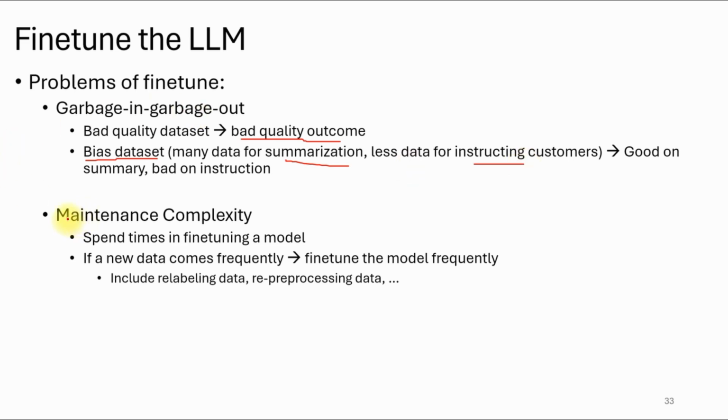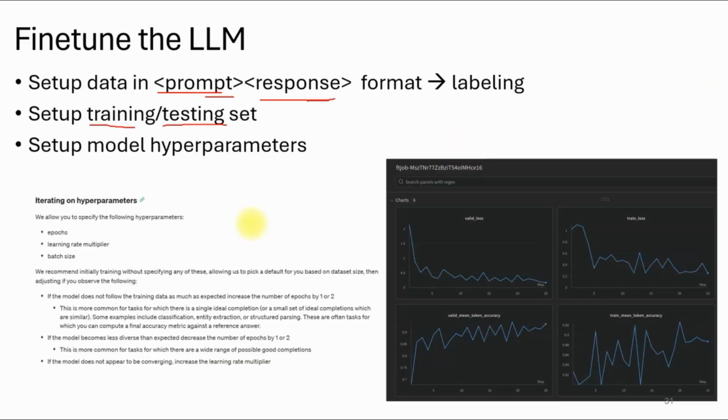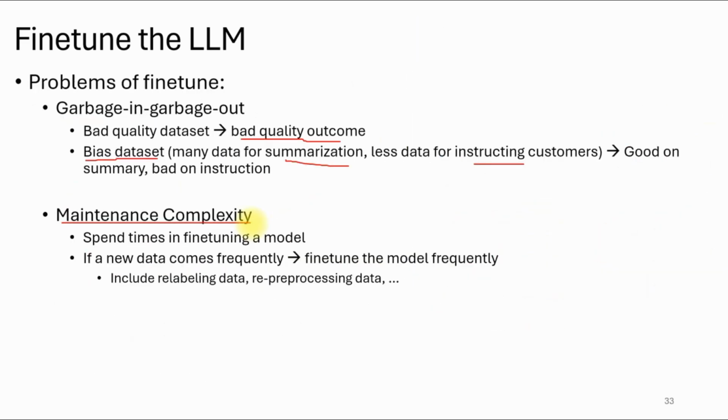Another problem of fine-tuning is the maintenance complexity. We spend lots of time on fine-tuning. We have to check the loss, we have to check the training. Sometimes we cannot guarantee it is correct the first time. Sometimes you have to revise your data again, and you retrain the model, which spends lots of time. So it leads to maintenance complexity. The customer calls every day, every week, every minute, every hour. So new data comes frequently. What happens if new data comes frequently? We have to fine-tune the model frequently. That is a must. When I say fine-tune the model frequently, it means we have to re-label the data frequently, pre-process the data frequently, and repair the data frequently.